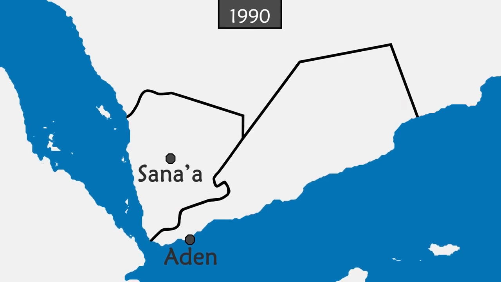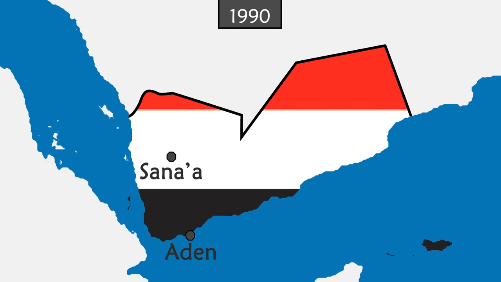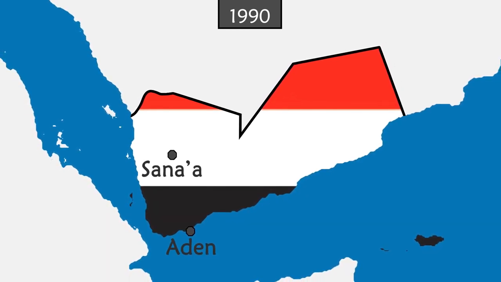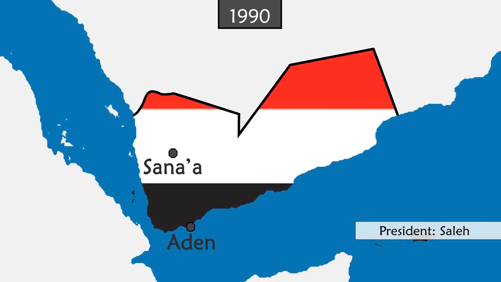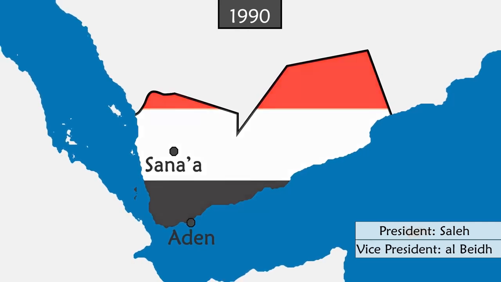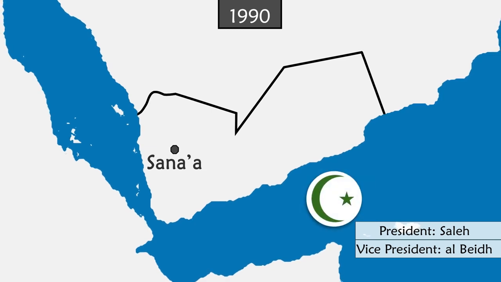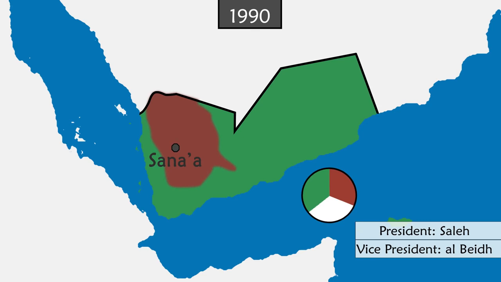2 years later, in 1990, the Republic of Yemen is born. The former president of North Yemen, Ali Abdullah Saleh, who was already in power for 11 years, took the reins of the new country, while the former president of South Yemen, Ali Salem al-Bid, became vice president. Sana'a becomes its capital and the population is majority Muslim with about 35% Zaydi Shiite and 65% Sunnis.